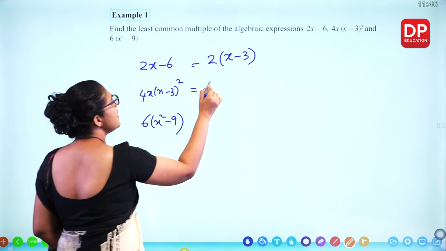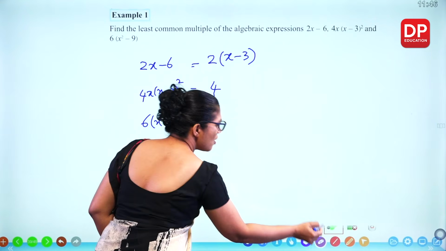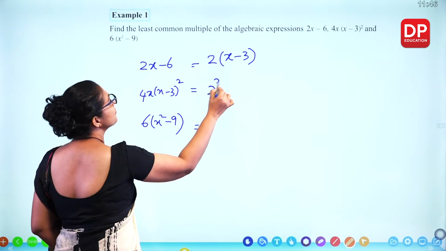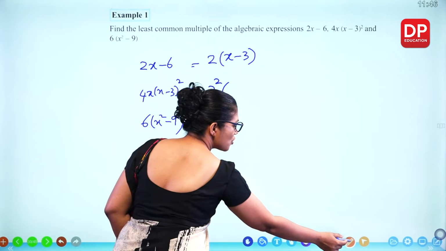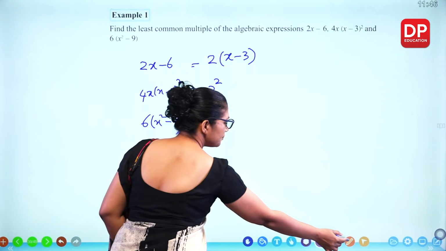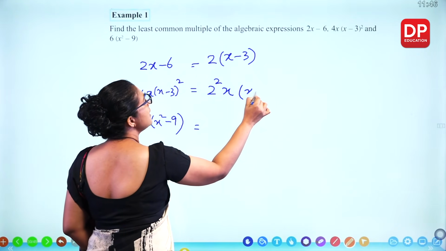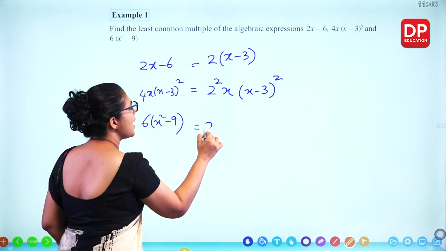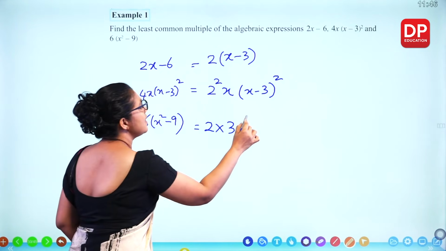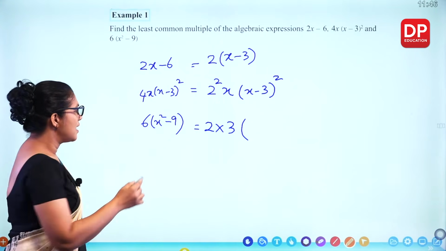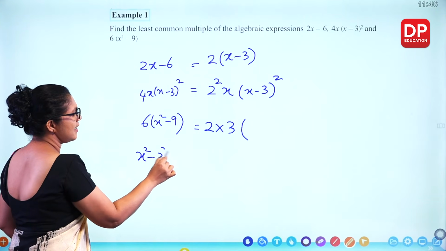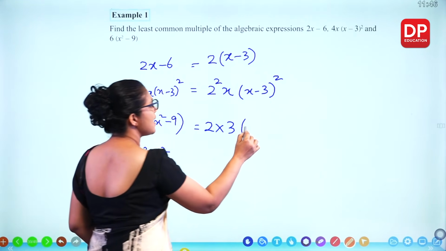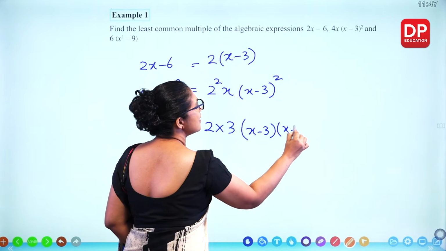What about this one? Already factorized, but 4 you can write as 2 to the power 2, 2 to the power 2 x and (x minus 3) squared. What about this one? 6, how can I write? 2 times 3. And this is a difference between two squared terms. How can I write 9? I can write 3 squared. So 3 squared is 9. So what are the factors there? x minus 3, x plus 3.